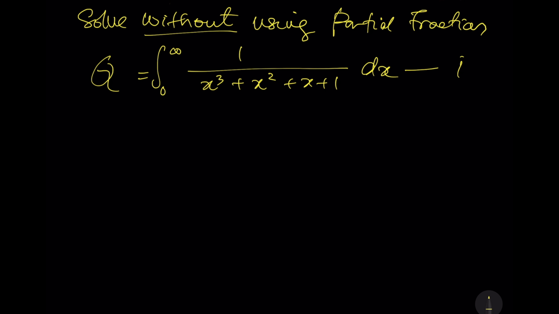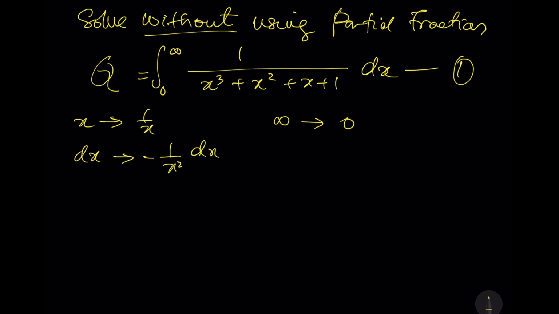First, label the question as equation 1 and then apply the inverting variable strategy. Change x to 1 over x, therefore dx becomes negative 1 over x squared dx. Infinity becomes 1 over infinity, which is 0, while 0 becomes 1 over 0, which is infinity.